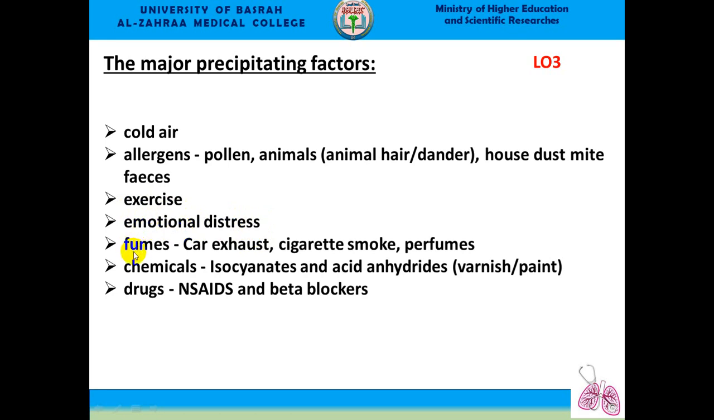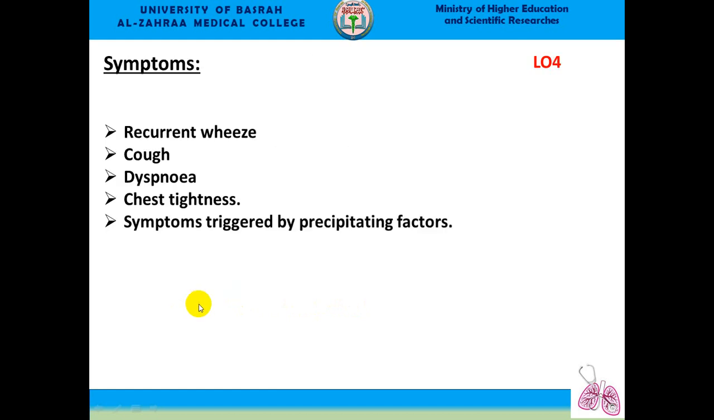Others will have an attack when they are exposed to fumes like car exhaust or cigarette smoke or perfumes. Others have the attack when they are exposed to chemicals like those present in varnish and paint, the isocyanates. And some people have asthma due to non-steroidal anti-inflammatory drugs like Voltaren and Ibuprofen, and beta blockers. So these drugs should be avoided in people with bronchial asthma.